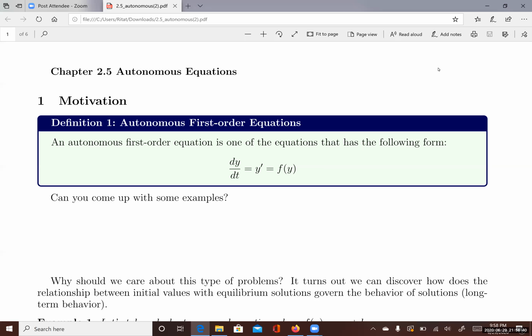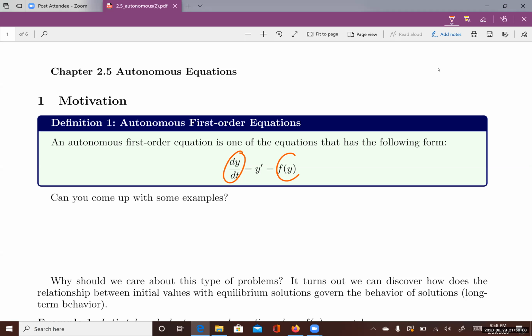This lecture introduces autonomous equations, a special kind of differential equations. Autonomous equations are the equations where the derivative of the dependent variable, dy/dt, is not explicitly dependent on the independent variable t.